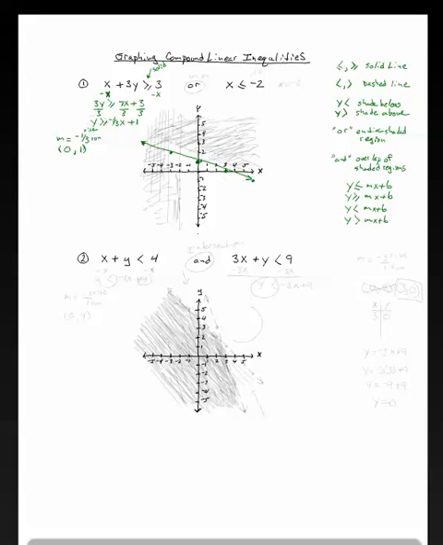And then I have to decide which way to shade. When I look at it, it says y is greater, so that tells me I'm going to shade above. And I want to be real careful about how I shade this, because I don't want to make it too dark. I'll get lost in my shading.